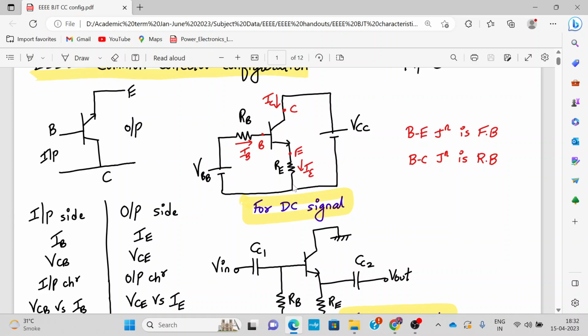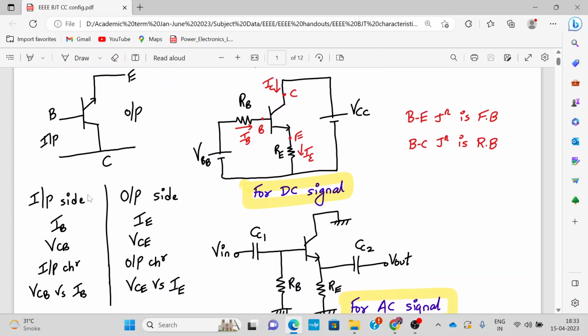Alright. So for the DC signals, especially, we have connected the configuration in such a fashion that the base emitter junction is forward biased and the base collector junction is reverse biased, in the active region of operation. And we have connected the resistors over here to limit the currents IB and IE. RE is also very important in case of DC signal.